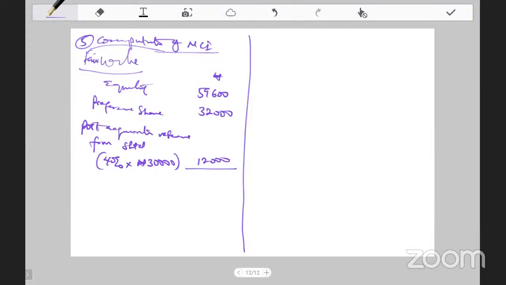Is there any adjustment? None. So what's the total that I have? I leave that to you. 103,600. So I now move to my group retained earnings.